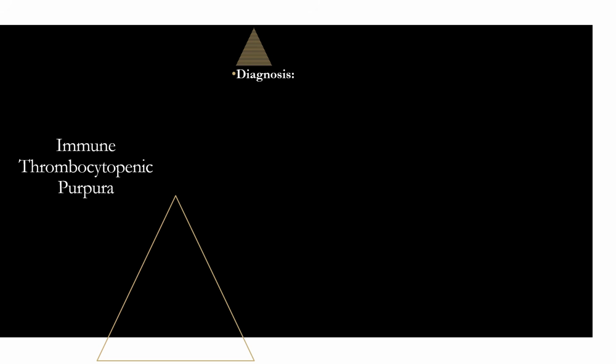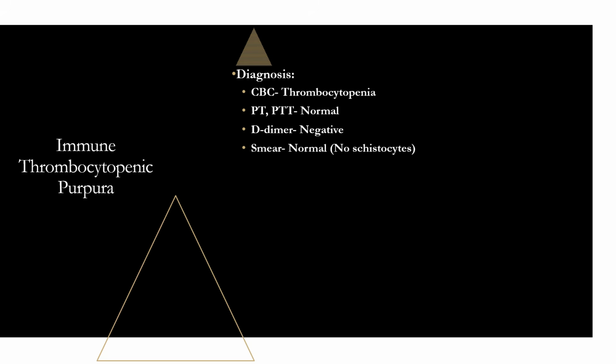Diagnosis, the only abnormal thing here is the platelets. So remember, you're going to have isolated thrombocytopenia. Everything else is normal. So your PT, your PTT is normal. We're not messing with the coagulation cascade here. Your D-dimer is going to be negative. And then the only one here that's going to have a normal smear, no schistocytes, is going to be your immune thrombocytopenic purpura. So red blood cells and leukocyte morphology is generally going to be normal in ITP.